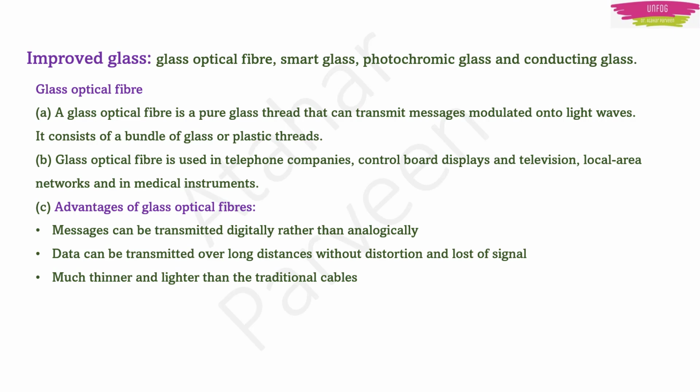And it is used in telephone companies, control board displays and in televisions, then in local area networks and also in medical instruments. What are the advantages of these glass optical fibers? Why do we use them? Because in these fibers, messages can be transmitted digitally rather than analogically. Now these days everything has become digital, right? Next, data can be transmitted over long distances without distortion and loss of signal. So the data will not get lost and it will not be disturbed. It will not be manipulated also when you use these glass optical fibers. And then these are much thinner and lighter when you compare to the traditional cables.